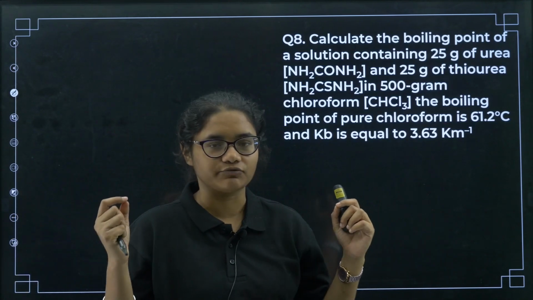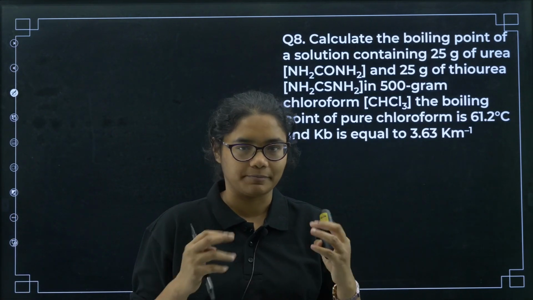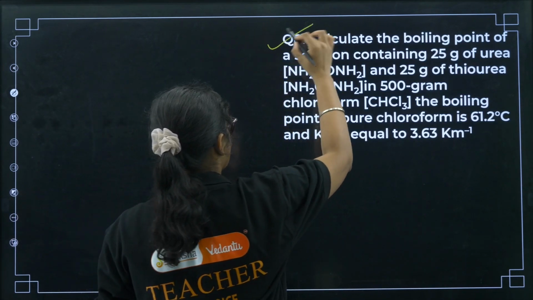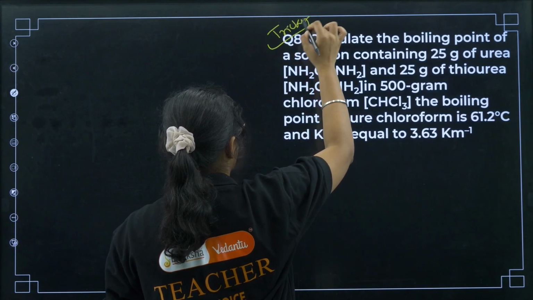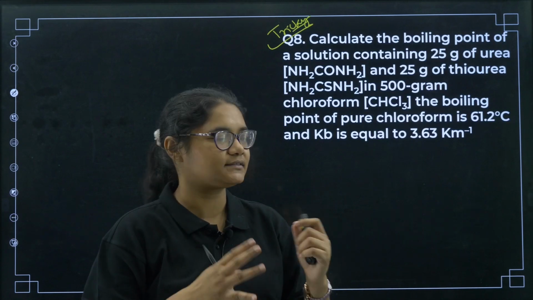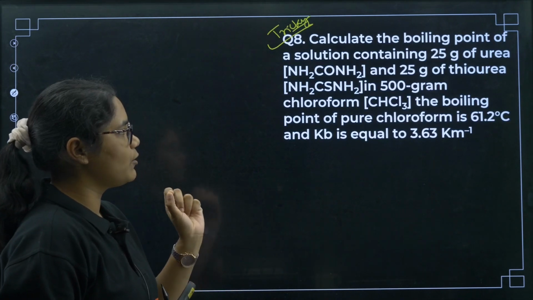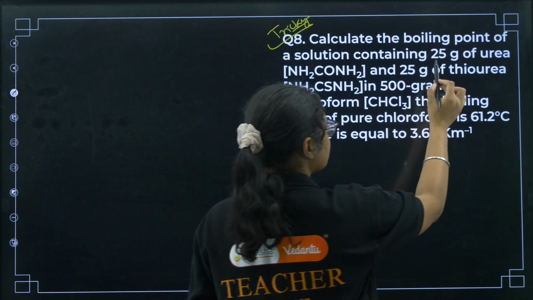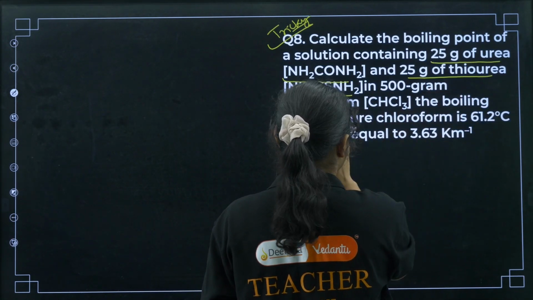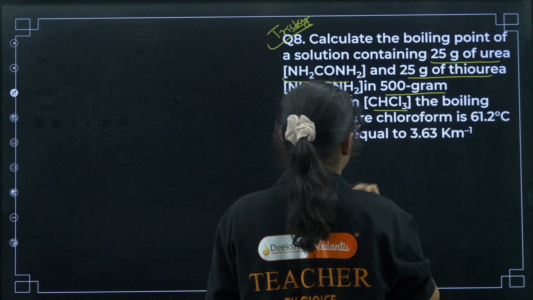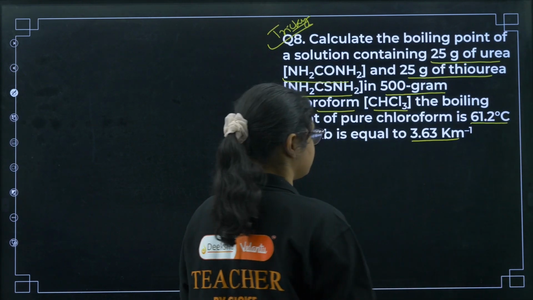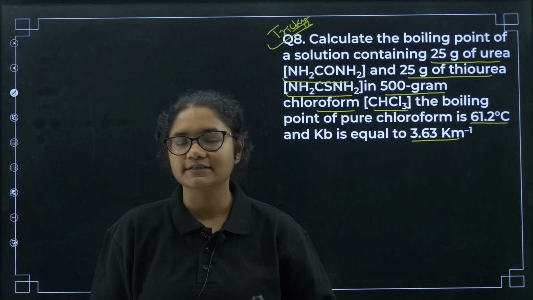So we have done certain questions from relative lowering of vapor pressure. Now calculate the boiling point of a solution containing, this is again a tricky question, not tricky, but a little not very common type of question. Calculate the boiling point of a solution containing 25 gram of urea and 25 gram of thiourea in 500 gram of chloroform. The boiling point of pure chloroform is given and the Kb value is given to you.